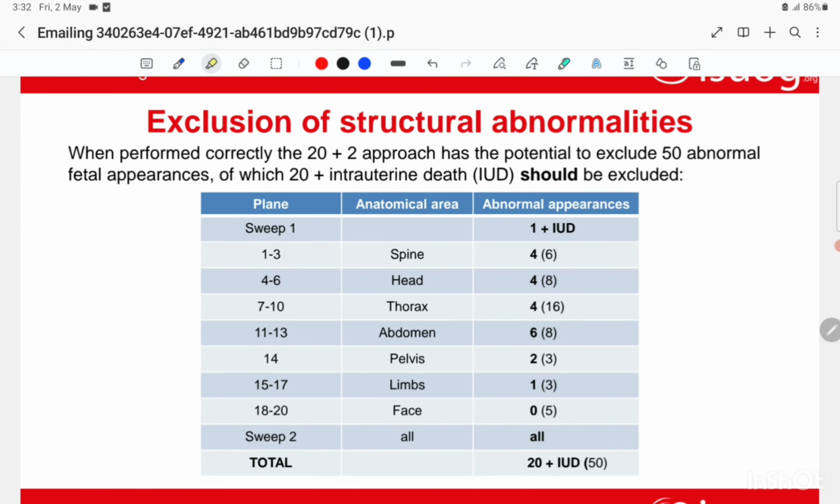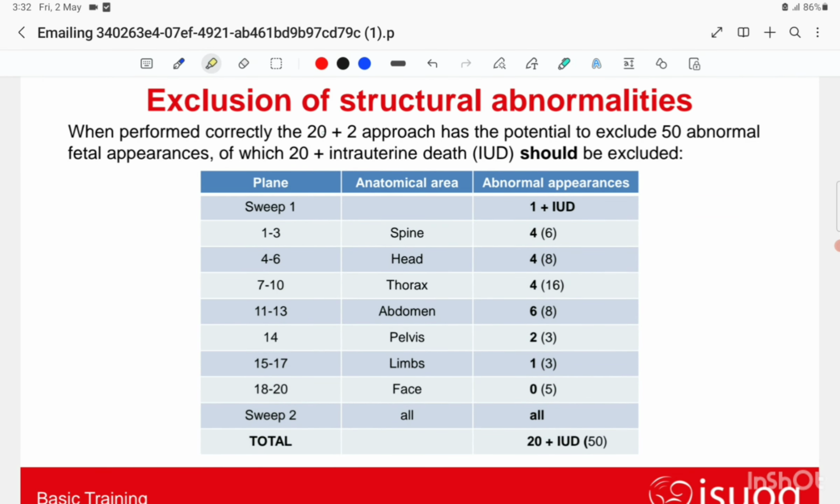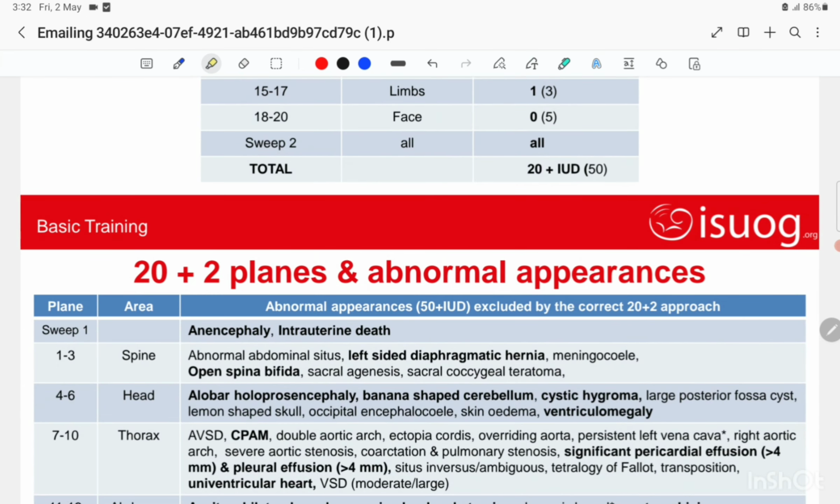So when performed correctly, the 20 plus 2 approach has the potential to exclude 50 abnormal fetal appearances, and intrauterine deaths should be excluded. The total is 50. So in sweep one, you have to see the abnormal appearance of the fetus, and IUD can be diagnosed. Planes 1 to 3 are the spine, and 4 to 6 the head. The total number is 50.